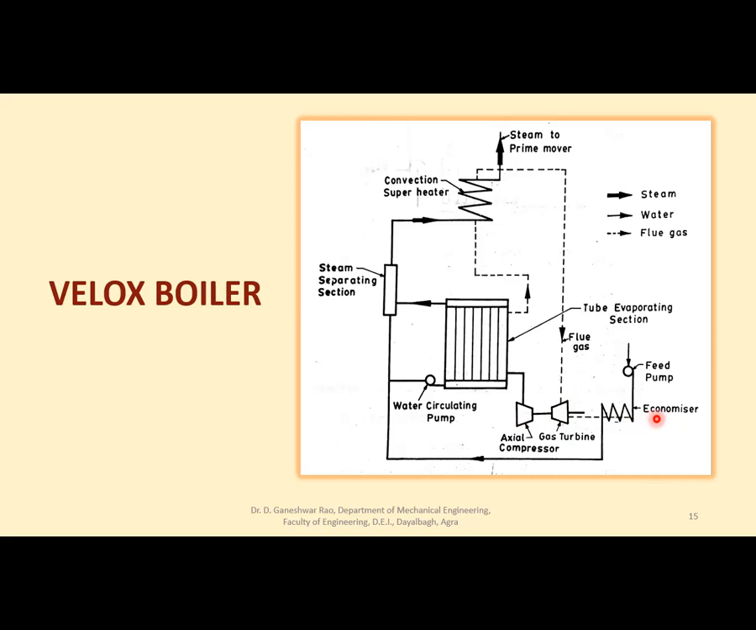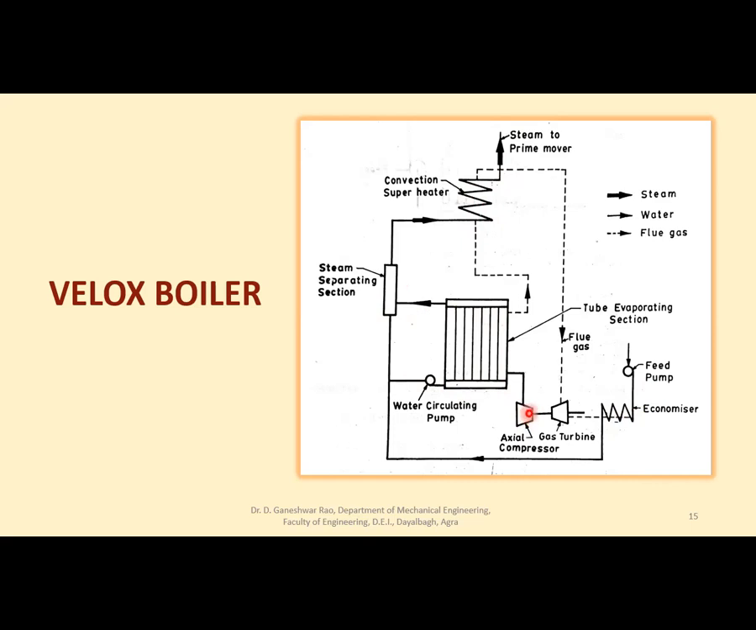Feed water after passing through the economizer is pumped by a water circulating pump. Here, this is the water circulating pump. This is feed water, which enters the economizer and goes to the water circulating pump, where this is the evaporating section. Through the evaporating section, these gases pass into this steam separating section, which separates steam and takes it to the convection superheater, and then to the prime mover. The remaining water again comes to the radiant or evaporating section, right?